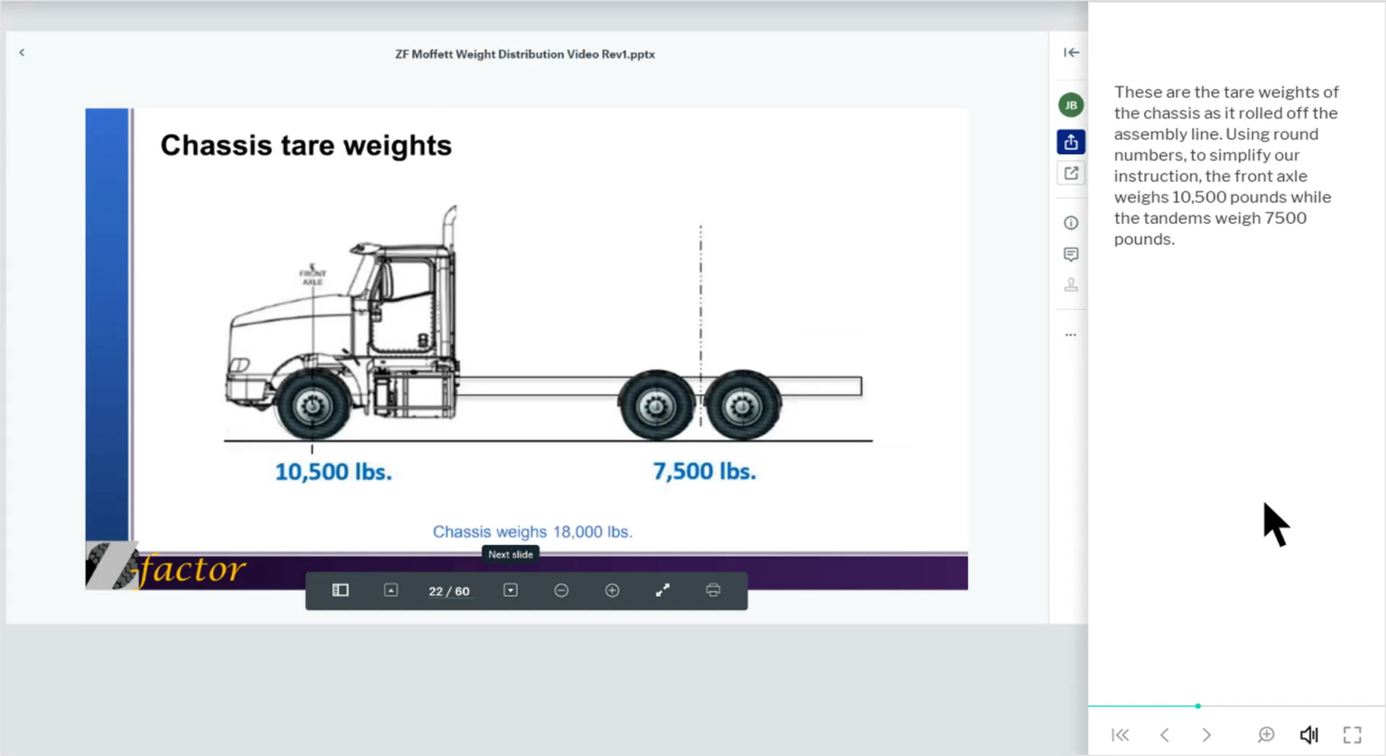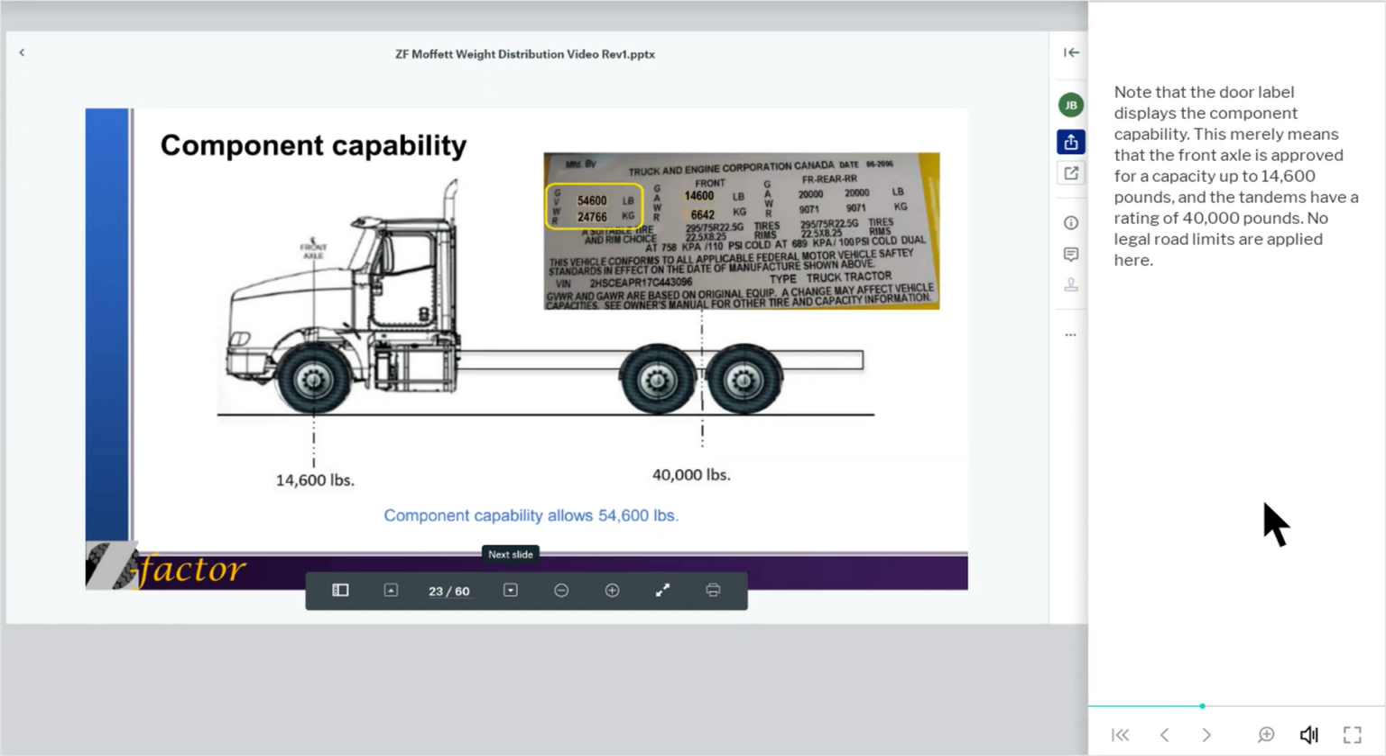These are the tare weights of the chassis as it rolled off the assembly line. Using round numbers, to simplify our instruction, the front axle weighs 10,500 pounds while the tandems weigh 7,500 pounds. Note that the door label displays the component capability. This merely means that the front axle is approved for a capacity up to 14,600 pounds, and the tandems have a rating of 40,000 pounds. No legal road limits are applied here.